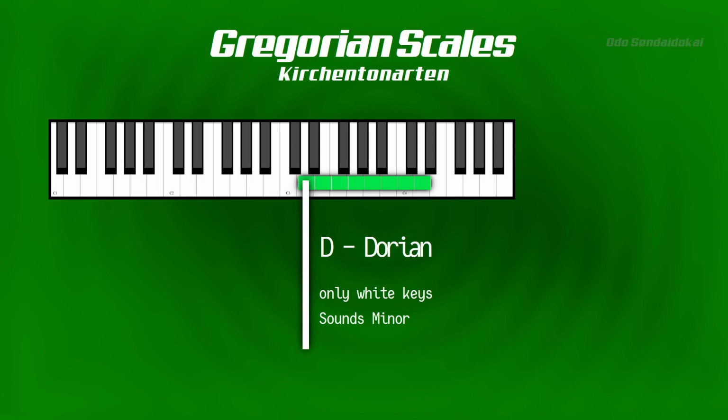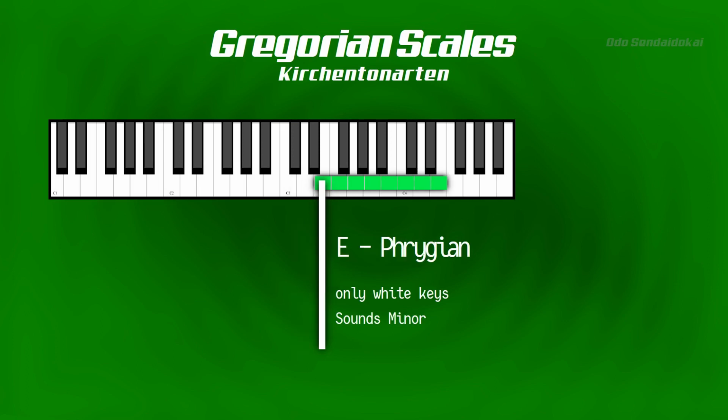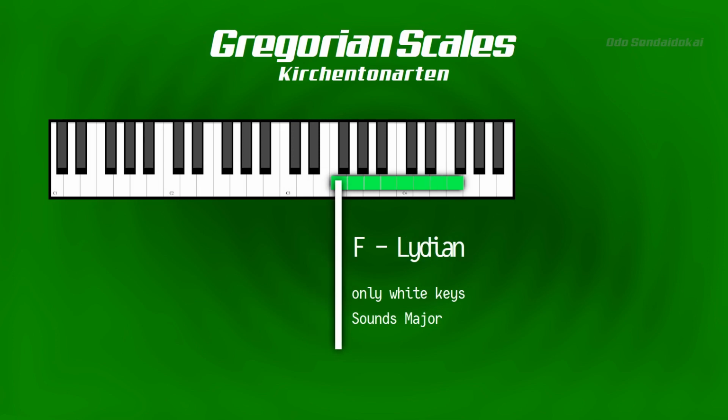Dorian. Sounds minor. Dorian starts with a D and only has white keys in the scale. Phrygian. Sounds minor. Phrygian starts with an E and has only white keys in the scale. Lydian. Sounds major. Lydian starts with the F and has only white keys in the scale.